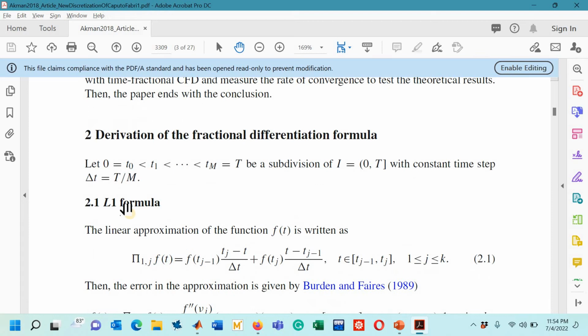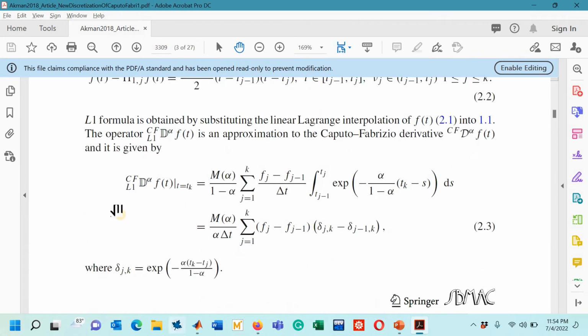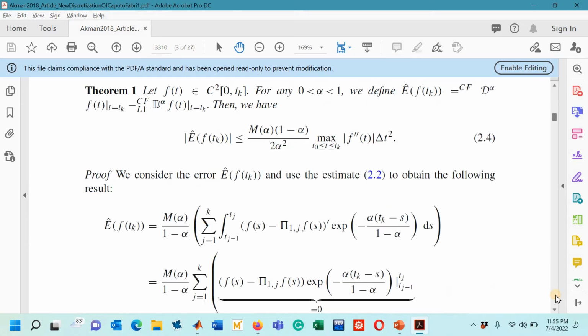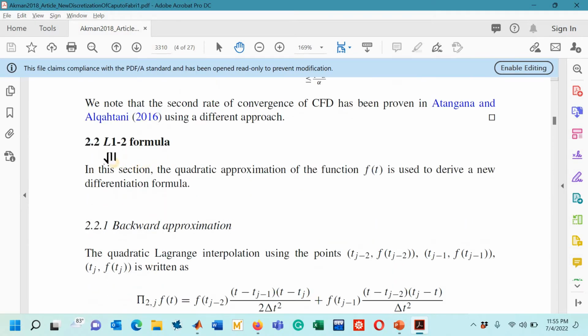So the L1 formula in subsection 2.1 is given by equation 2.3. In the first part of lecture number 15, we derived this formula 2.3 step by step, and we also designed its Matlab code. We verified our results with the results that are given in this research paper. Our goal today is to derive the formula given in subsection 2.2, called the L1-2 formula.